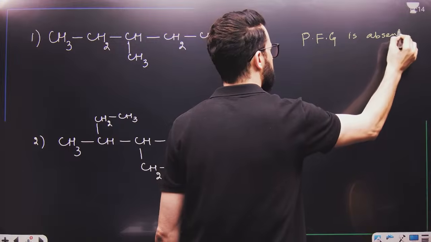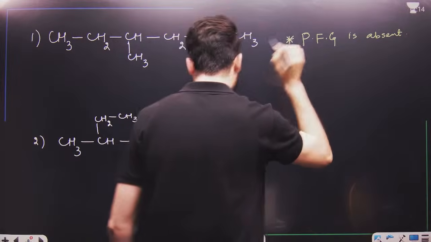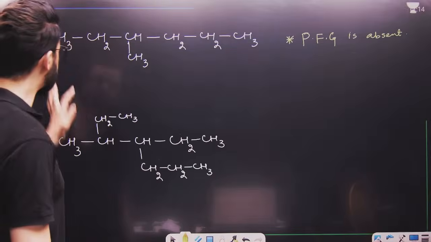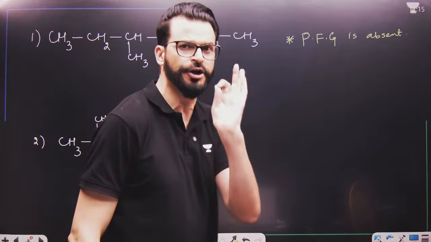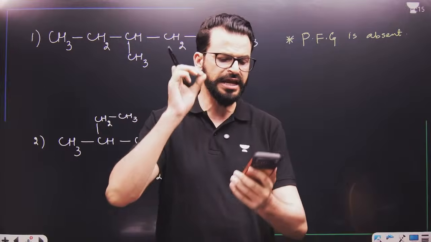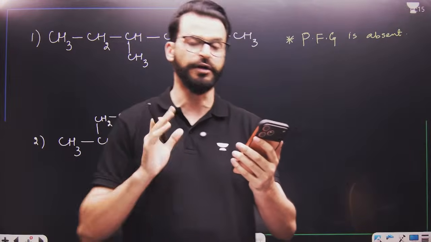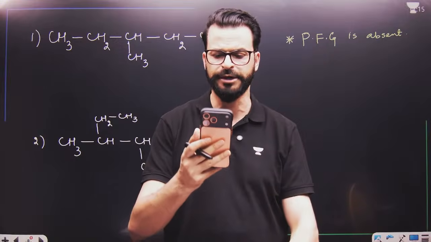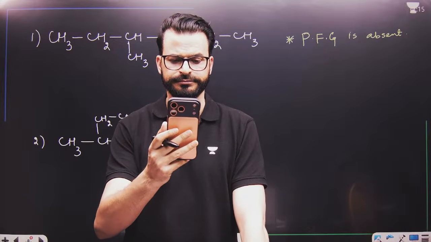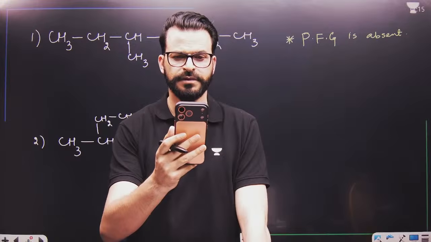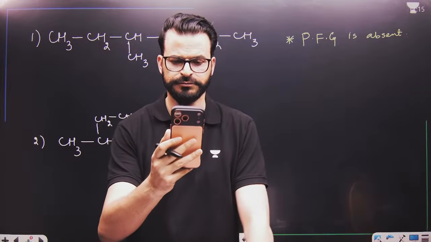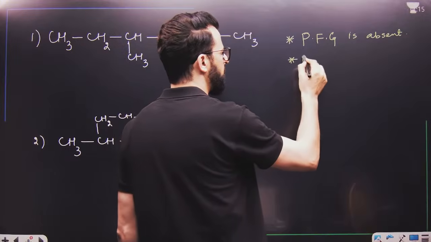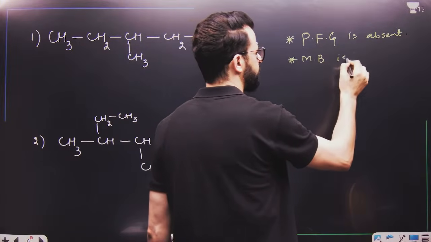Now, dear students, if the principal functional group is absent, after that we have to go towards multiple bond. Look towards this structure and tell me, is there any double bond or any triple bond? Come on, everyone. No. If there is no double bond or triple bond, let me write down the second point: multiple bond is absent.